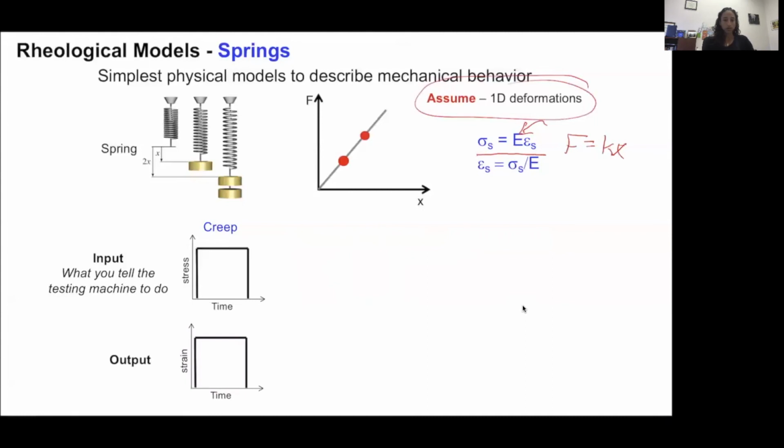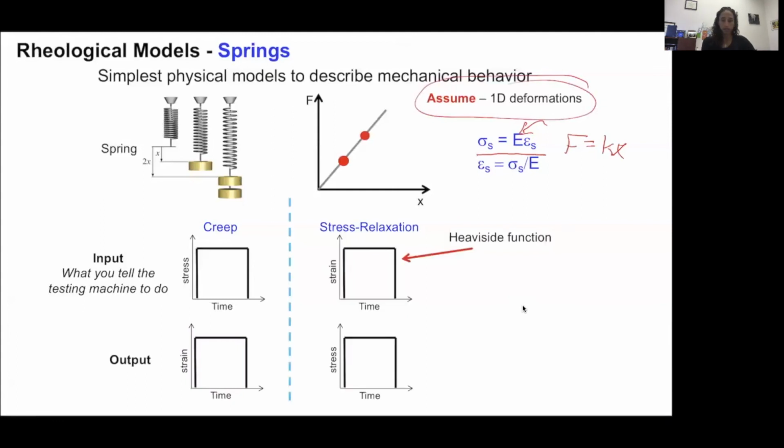And so in our creep, again, our spring response is going to be relatively boring to look at, where we have a flat response, a constant response with time. And this is similar for stress relaxation. So when we tell the input for the testing machine that we're doing, we're going to use a Heaviside function. This Heaviside function means we're immediately going to our load or our displacement that we're applying and holding it there. This is important because the Heaviside function is something that we're going to use in theory.